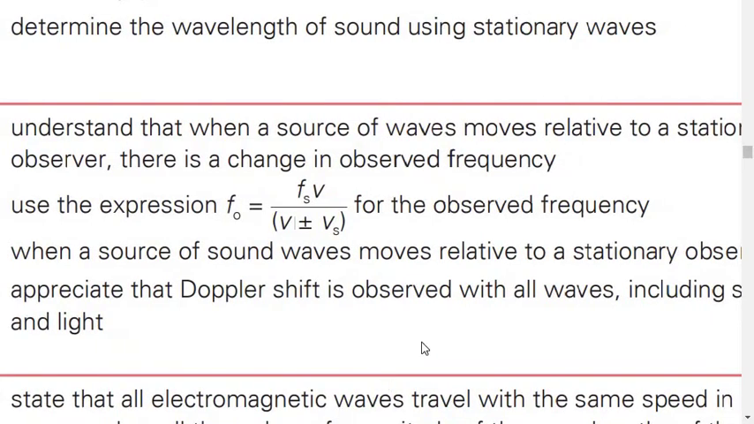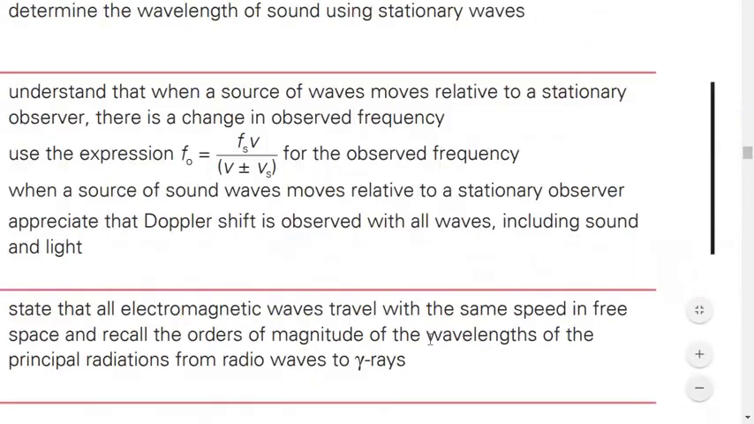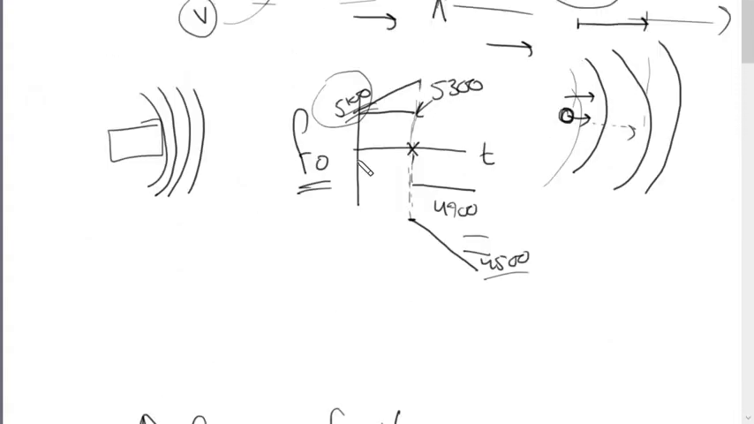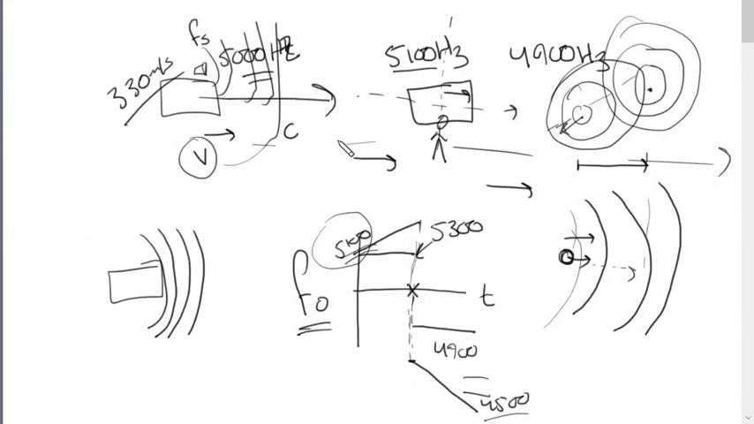Alright, look at this once, it's written here. Use the expression for the observed frequency when a source of sound waves moves relative to a stationary observer. So this equation is specifically for stationary observers. Alright, so find the speed of the truck source. Observed frequency is 5100 when it's approaching.